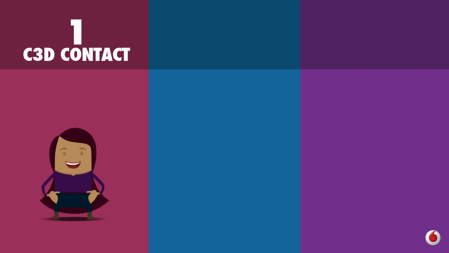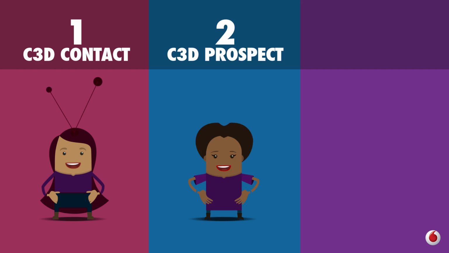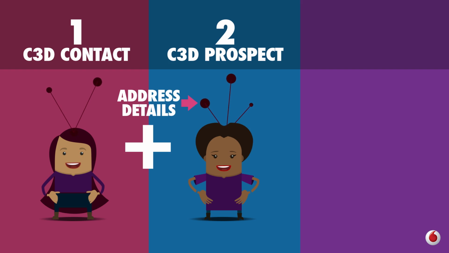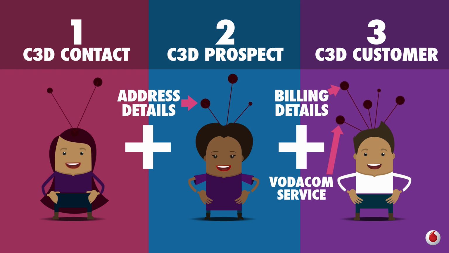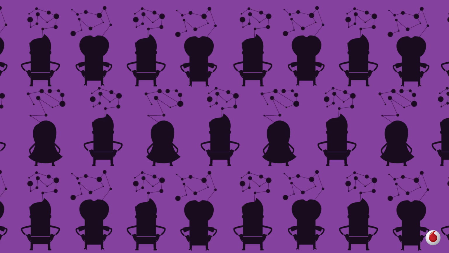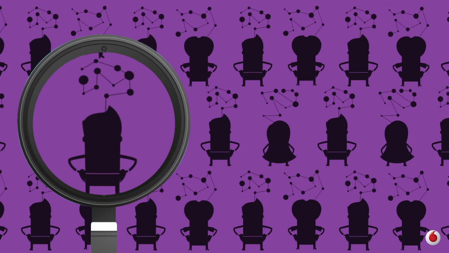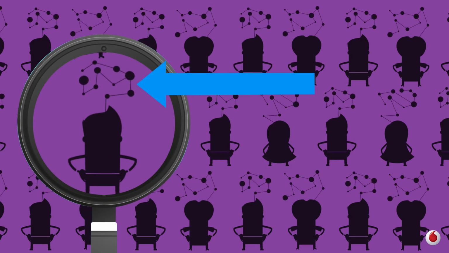Category 1. This is the broadest and most basic type of contact record, and can have limited information linked to it. Category 2. Also known as a Customer 3D prospect, is a contact record which includes address details. Category 3. Also known as a Customer 3D customer, is a contact record which includes billing details and a Vodacom service. In this video, we'll show you how to search for contact records using the information which is linked to these individuals in Customer 3D.